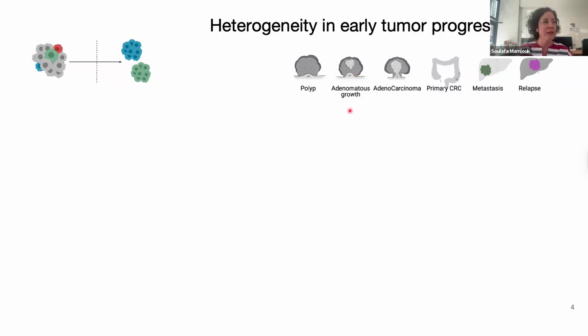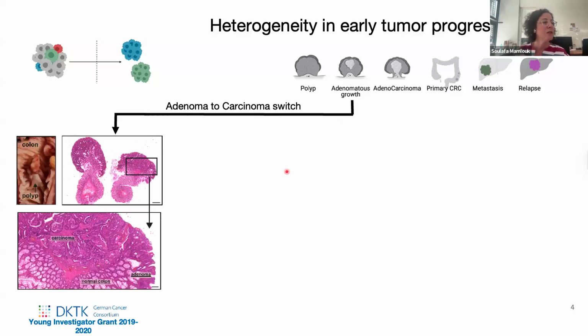So looking at the very early stage here, we were able to look at the switch between adenoma and carcinoma. This is because at the pathology, we had these precious samples, which are the actual mushroom you find. This is an image from a colonoscopy, and you can see the mushroom coming up.